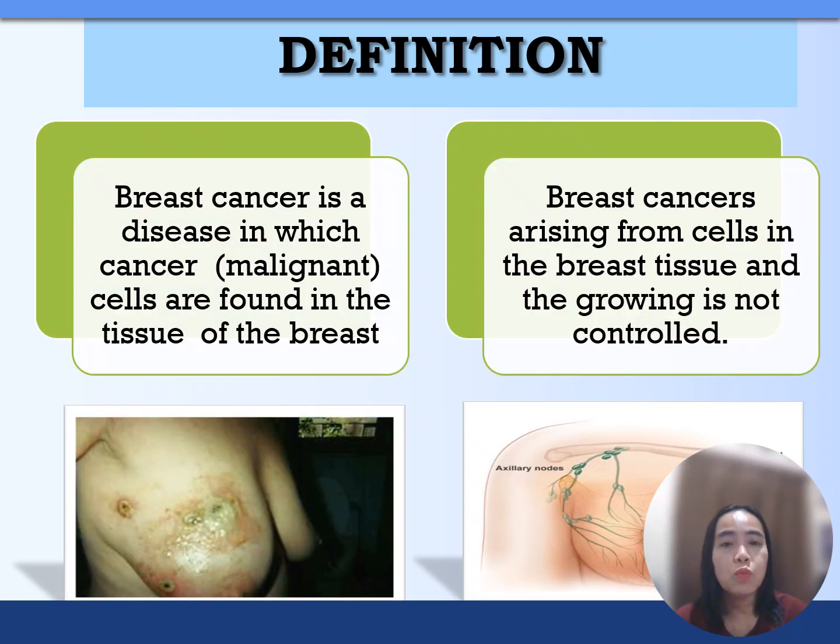So just have a look at the definition of breast cancer. Breast cancer is a disease in which cancer or malignant cells are found in the tissue of the breast. Breast cancer arises from cells in the breast tissue, and the growth is not controlled.